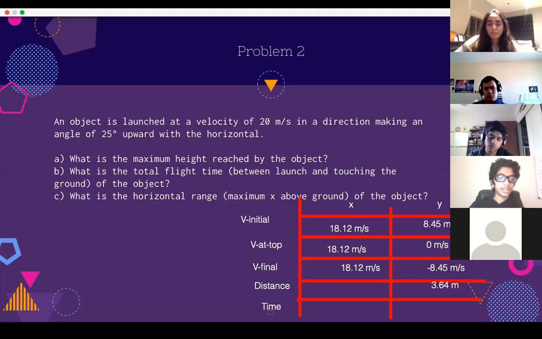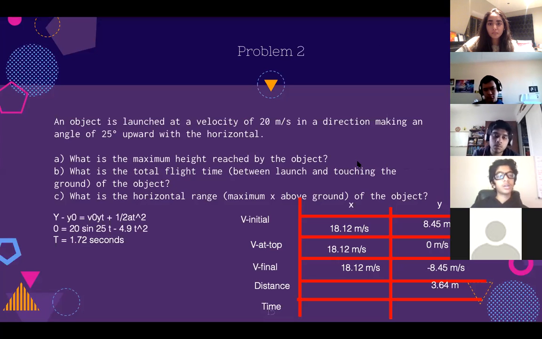For part B, what is the total flight time? So this is where we calculate the time. Again, we can use a y equation to do this because the time will be the time for it to go up and hit the ground again. Or in other words, the time will start when the initial y velocity is 8.45 meters per second and end when the final velocity is minus 8.45 meters per second. So we can use the equation with height and time.